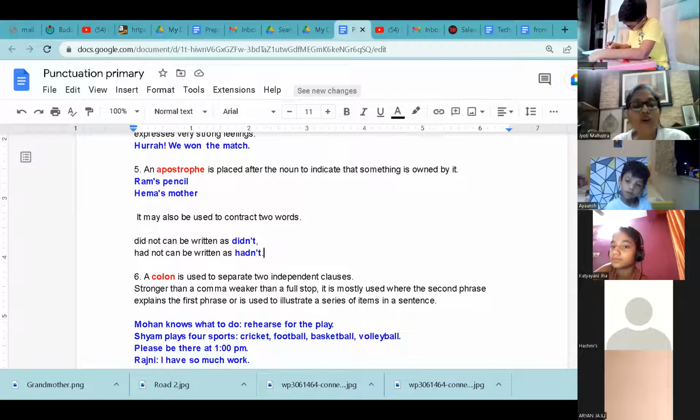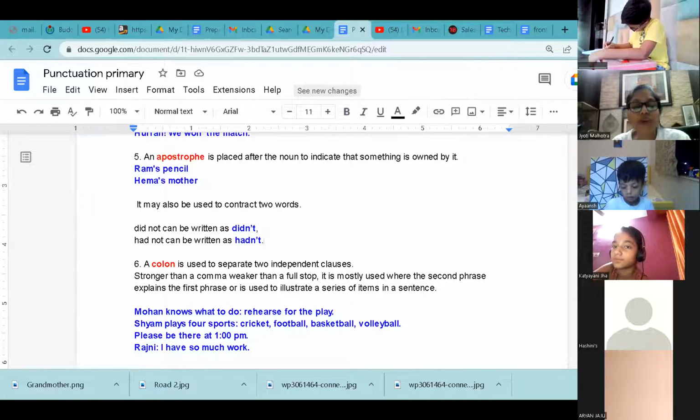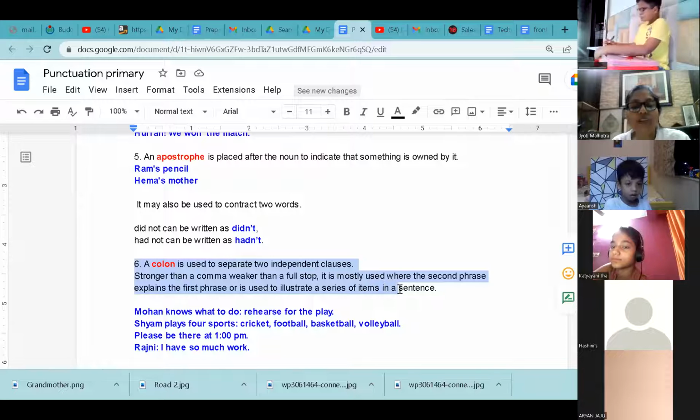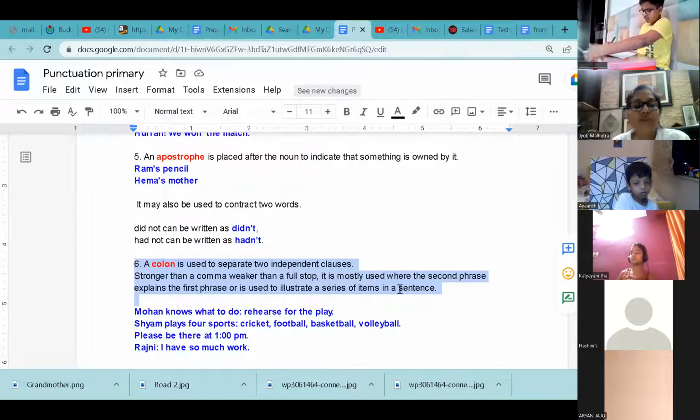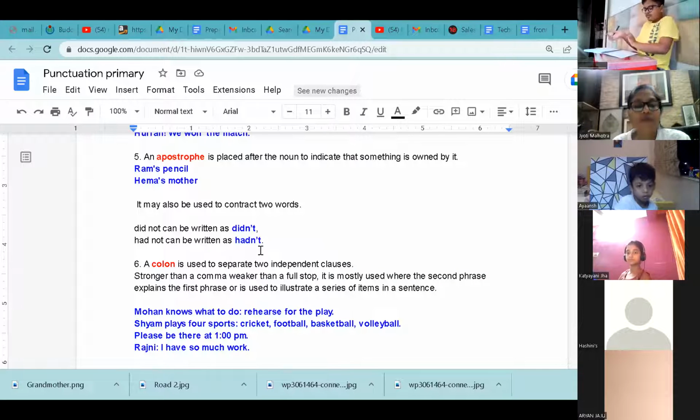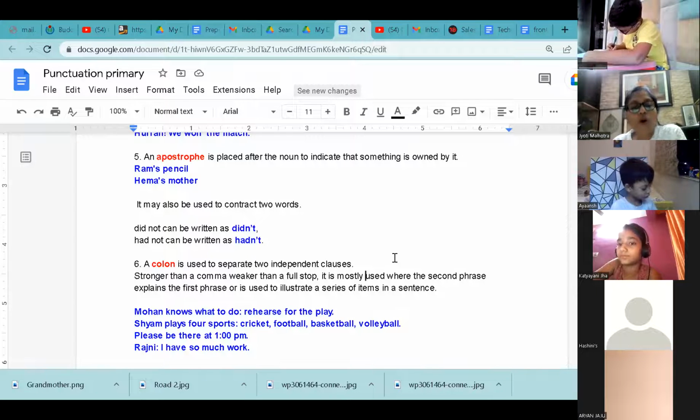What is a colon? Who's going to read this? How about Kushagra? Kushagra will read this. Two independent clauses. Stronger than a comma, weaker than a full stop. It is mostly used where the second phrase explains the first phrase or is used to illustrate a series of items in a sentence. All right, that will be all, Kushagra.